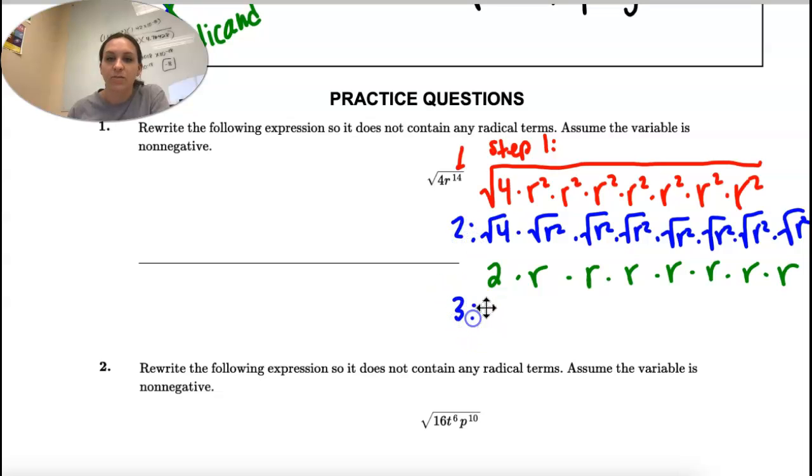Step 3 says multiply everything. So r times r times r times r times r is r to the 7th. And then step 4 says to simplify, but for this particular example, there's nothing left to simplify. So our answer is 2r to the 7th.